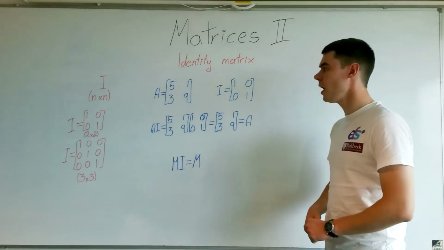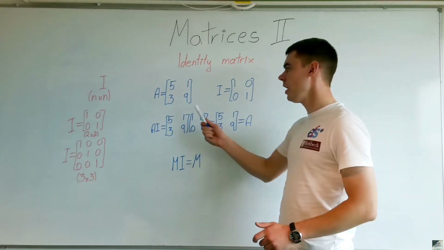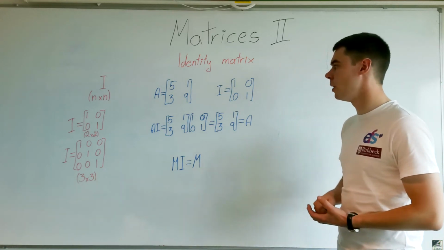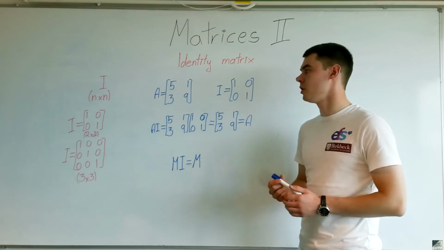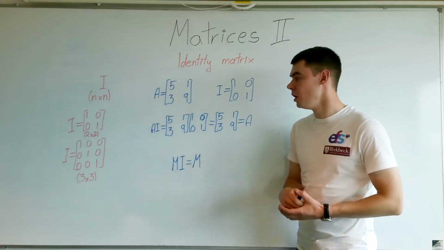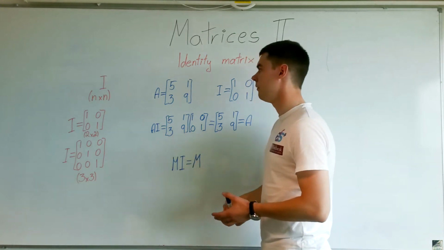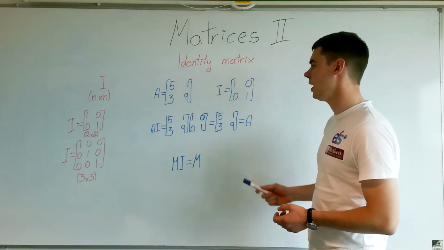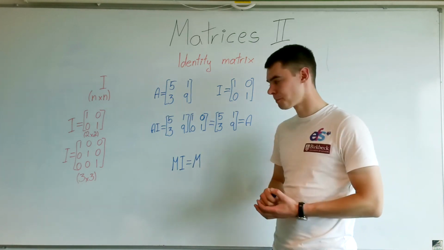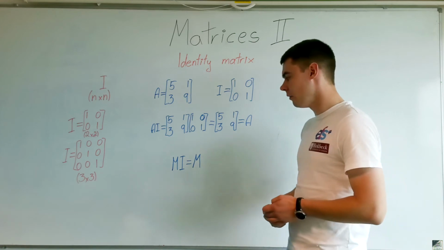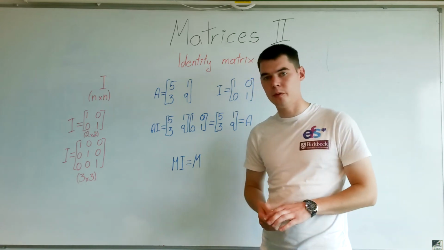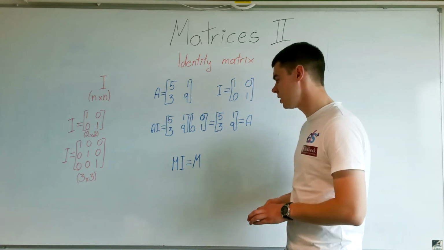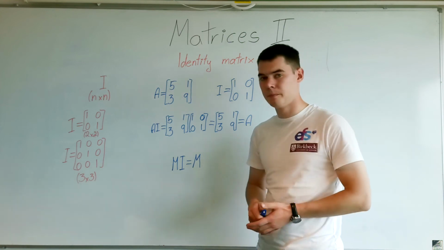To give you a more practical example, let's say we have matrix A with an order of 2 by 2 and an identity matrix with an order of 2 by 2. If we multiply both of them, we still get an answer with the same elements as matrix A. So in general, when you multiply matrix M with the identity matrix, your answer will be matrix M.